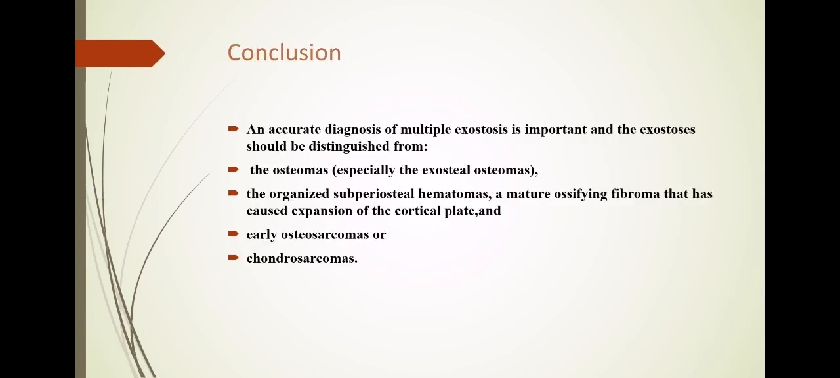As a conclusion, an accurate diagnosis of multiple exostosis is important, and the exostosis should be distinguished from the osteomas, especially the exostotic osteoma, the organized subperiosteal hematoma, which is a mature ossifying fibroma that has caused expansion of the cortical plate, and early osteosarcoma or chondrosarcomas. These are the most probable lesions or diseases that we could be confused with bony exostosis. Thank you.